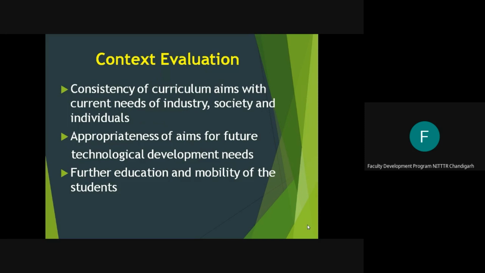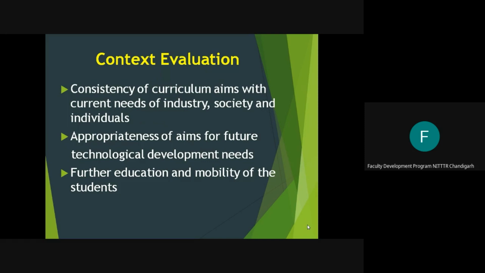I am checking whether the curriculum aims and the curriculum objectives that are written down in my curriculum document, the program objectives, the course objectives, the program outcomes, are in line with the needs of the industry, whether they are in line with the expectations of the society, and whether my curriculum goals are meeting the expectations of my students and the needs of the learners. So this is one thing that I will be checking in the context evaluation.